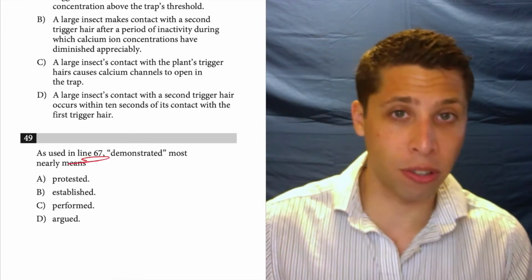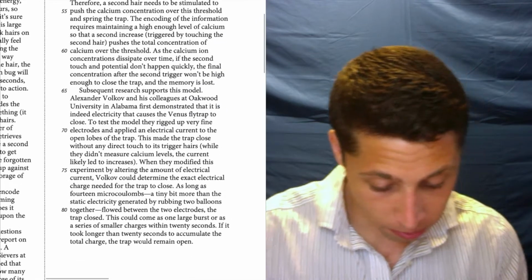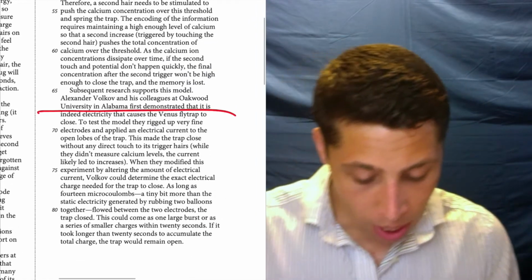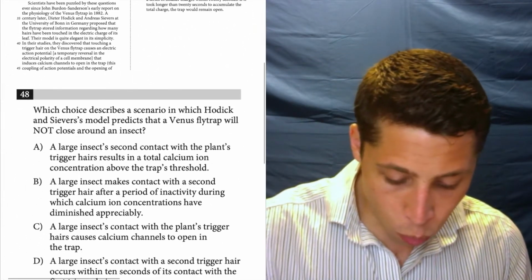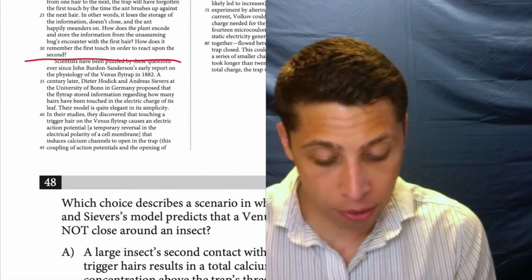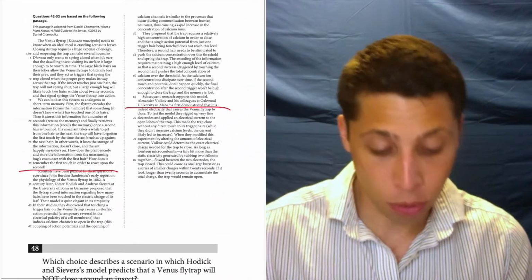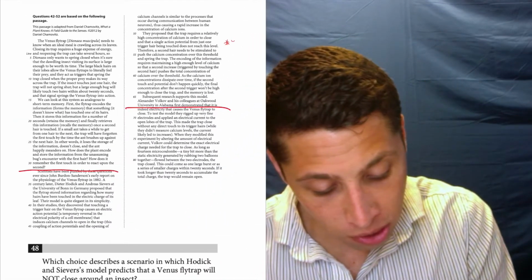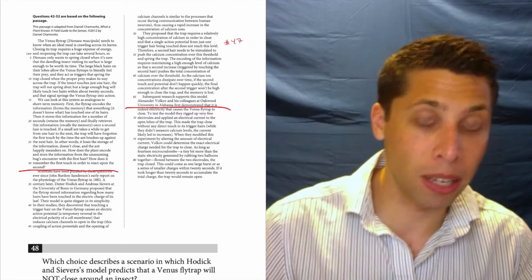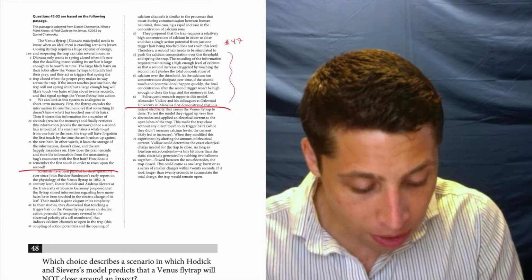We know that the answer to this is probably before line 67. So that's right here. And for question 47, we started reading around here, and then we had a big chunk of text to read. But we found the answer to number 47 kind of at the beginning, middle of this paragraph here. So I would expect 48 to be in this mix too.